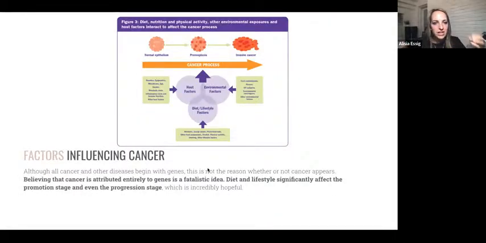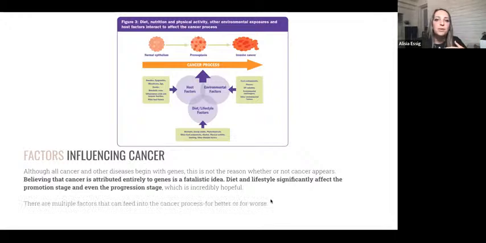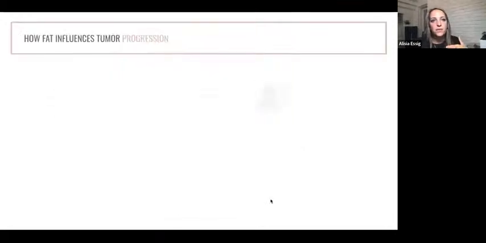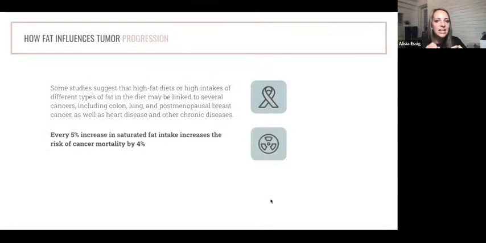And there's other factors. So it's not just that, right? Believing that cancer is just based off of genes is a false idea. That again, it's this progression stage. It's when it progresses, when it becomes bigger, that we really need to be doing things right now, that we don't even know what's growing inside of our body. We need to, yes, avoid these environmental factors and not be exposed to other carcinogens. But if we can avoid saturated fat, that is also key, that there is a huge link that suggests that high fat diets or high intakes of different types of fat in the diet are linked to several cancers, including colon cancer, lung, postmenopausal breast cancer, as well as heart disease and other chronic diseases.